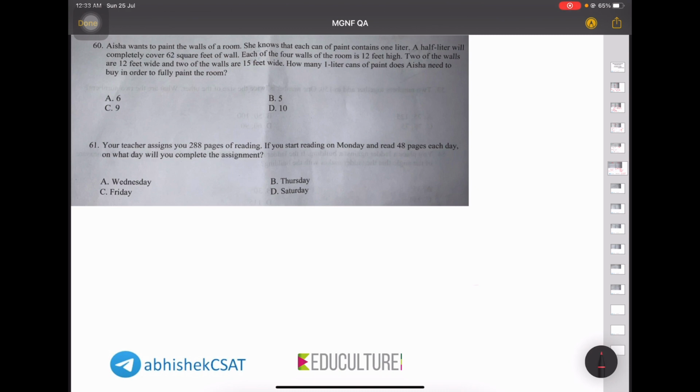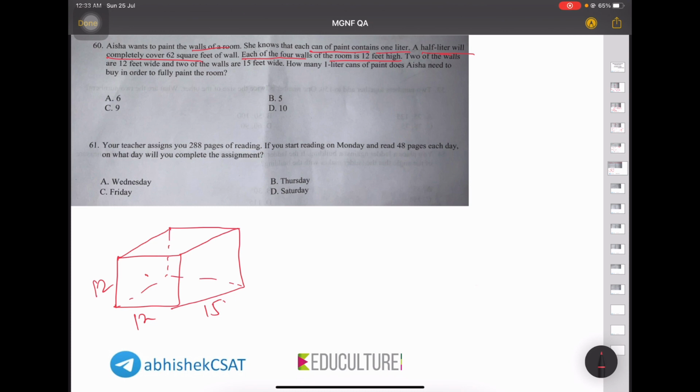45. Next question is, Aisha wants to paint the walls of a room. She knows that each can of paint contains 1 liter. A half liter will completely cover 62 square feet of a wall. Each of the 4 walls of the room is 12 feet high. Suppose this is our room. Two of the walls are 12 feet wide. This and this opposite one. And two of the walls are 15 feet wide. This and this opposite. How many 1 liter cans of paint does Aisha need to buy in order to fully paint the room?